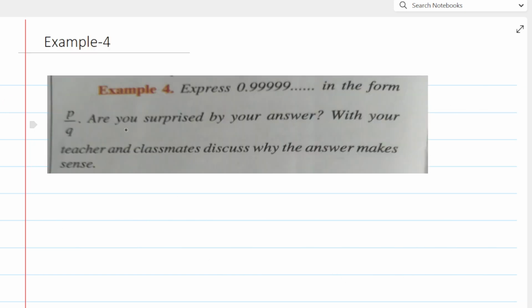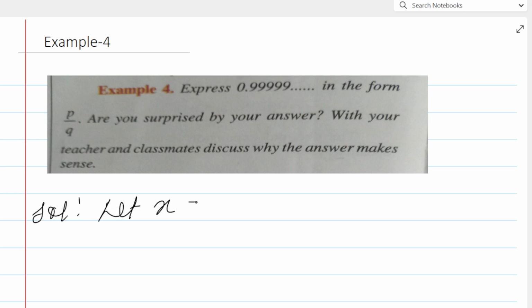Yeah, this example 4. What is the question? Express 0.999, that means 9 is repeating, in the form p by q. Same method, same method. What do you do? Let's take the solution.